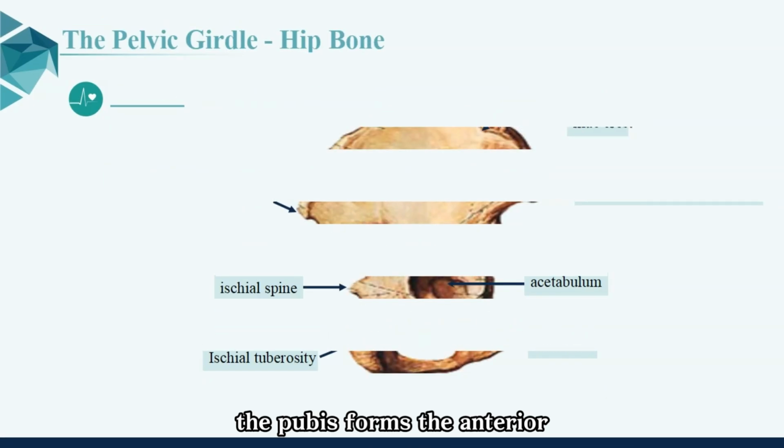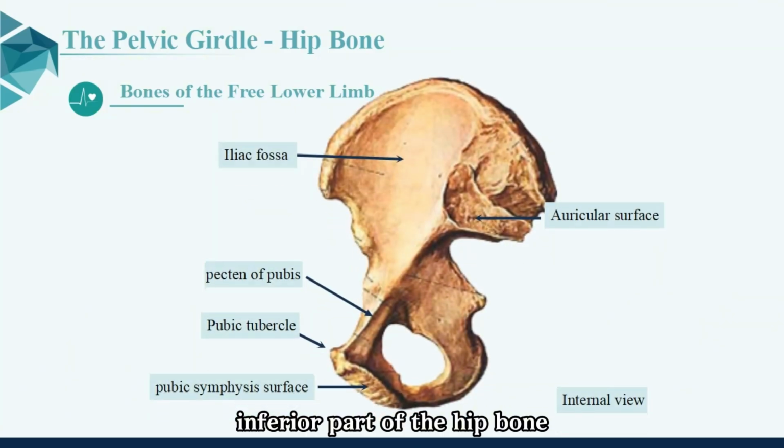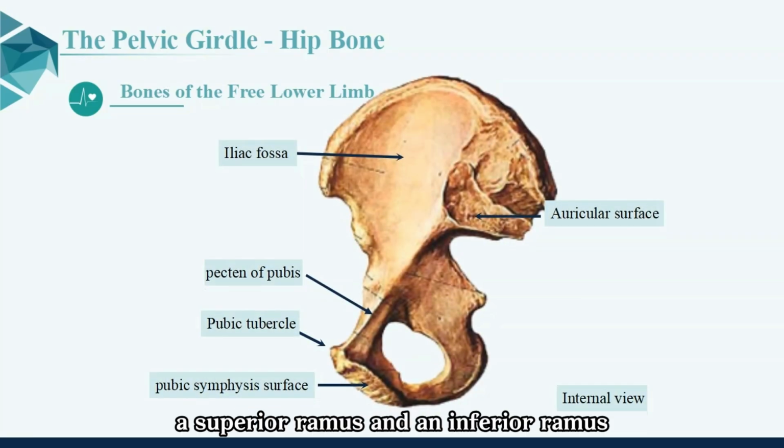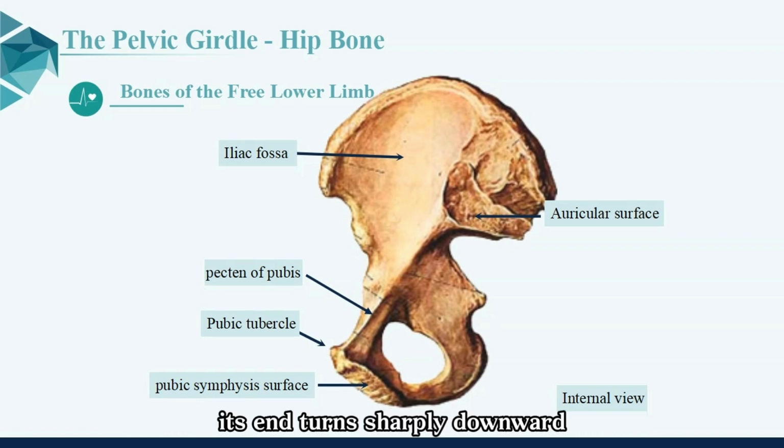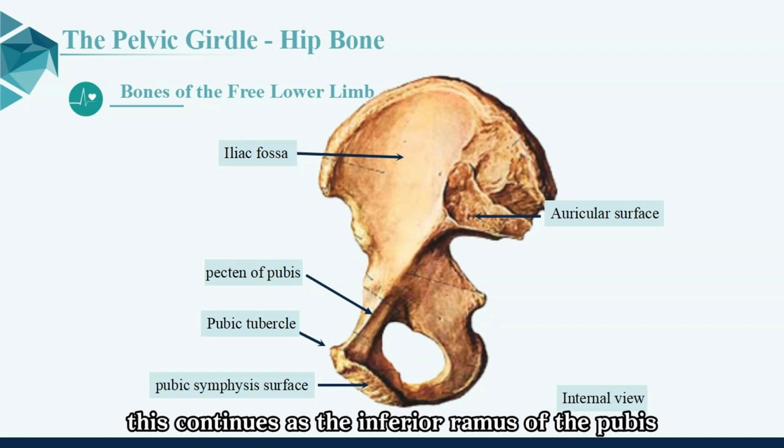The pubis forms the antero-inferior part of the hip bone. It consists of a body, a superior ramus, and an inferior ramus. The body forms the antero-inferior 1/5 of the acetabulum. It meets the body of the ilium. Its superior border is a rough eminence. This is the iliopubic eminence. From here, the superior ramus of the pubis projects anteromedially. Its end turns sharply downward. This continues as the inferior ramus of the pubis.